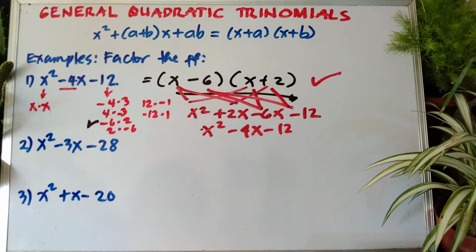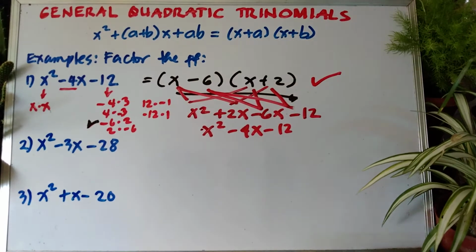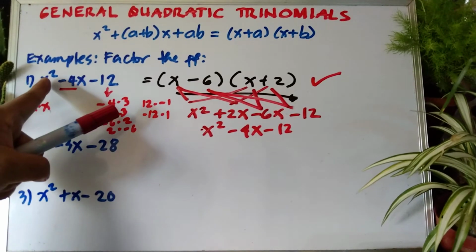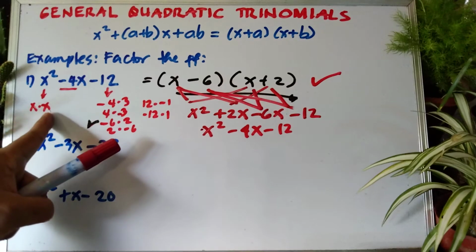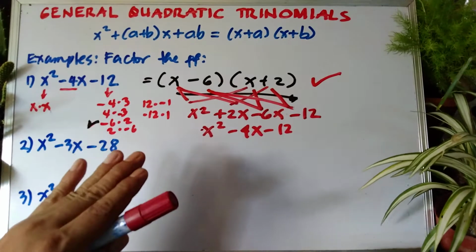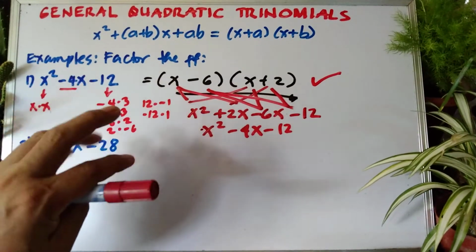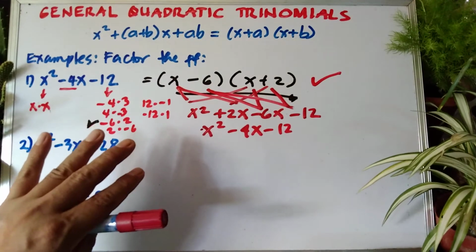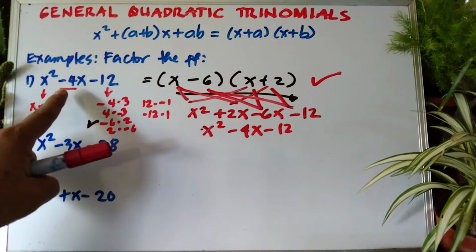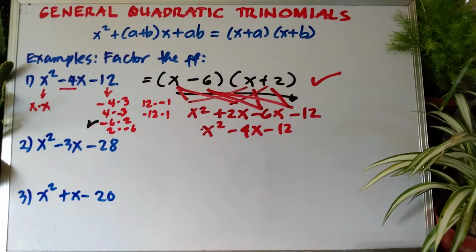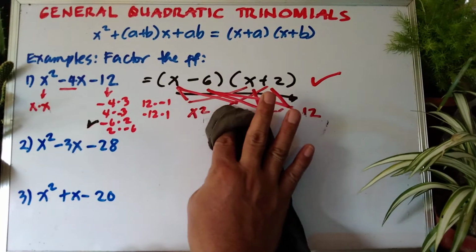Una, kunin mo yung numbers na kung i-multiply natin, dalawang numbers, makuha natin yung first term. So dito, alam natin kasi x squared lang yan, so x times x tayo. Pangalawa, kunin mo yung dalawang number, or factors of the last term. The possible factors of the last term, then if you add those factors, you would come up with the middle term. Okay? So that's it. Nakuha na natin si number 1.